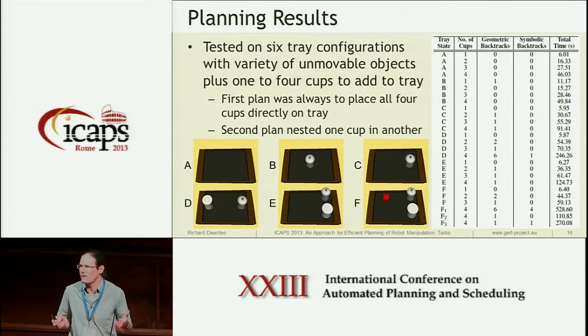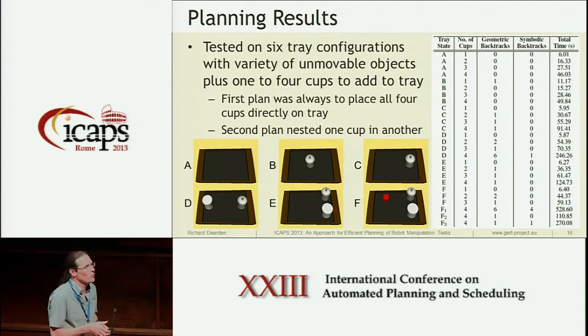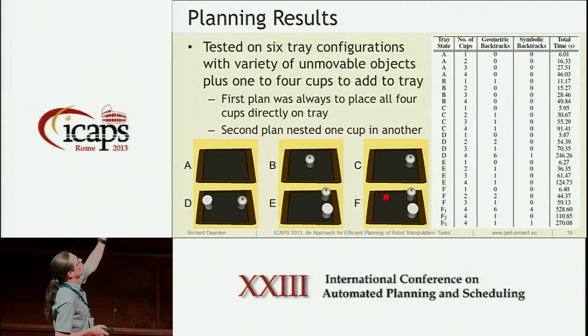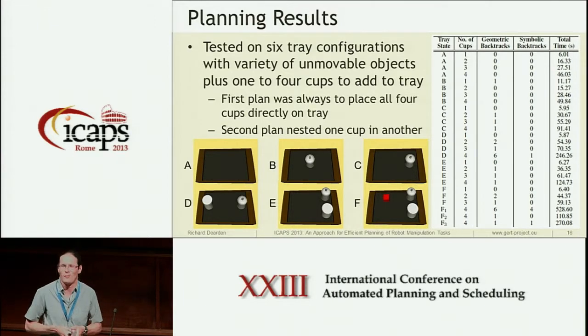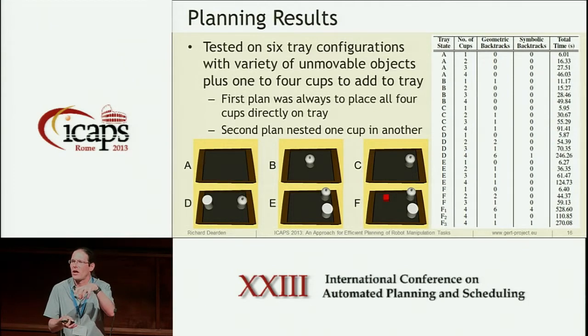So the problem with doing stuff with real robots is it's very hard to do lots of nice results. So what we did was we wanted to explore when we had to do backtracking and what the costs were in terms of total time. And so we started with these 6 different tray configurations, where A was pretty empty and F was pretty cluttered already, and then we added between 1 and 4 cups to all of these situations. And in most cases, the first plan that was generated was to try and put all 4 cups on the tray, and then the subsequent plans would be to stack 2 of the cups, one inside the other one, and try solutions like that.